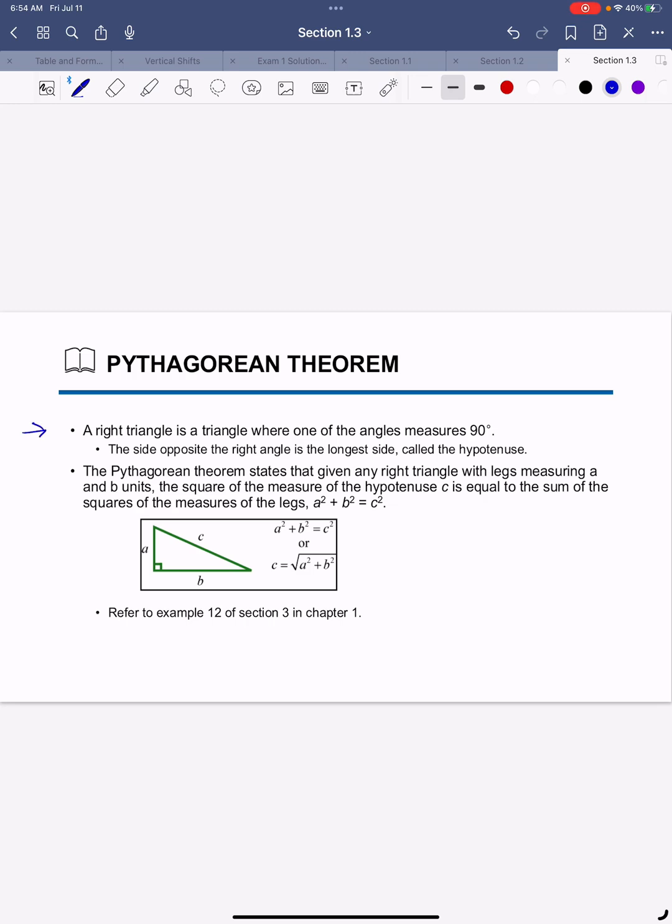So we're talking about a right triangle. What is a right triangle? Well, this is one where we have one angle measuring 90 degrees. And you'll know where the 90-degree angle is. I'm going to square it for you right here on the triangle. It's going to be where, when these two lines meet, they form a 90-degree angle.